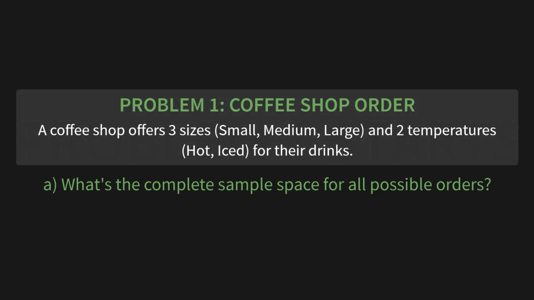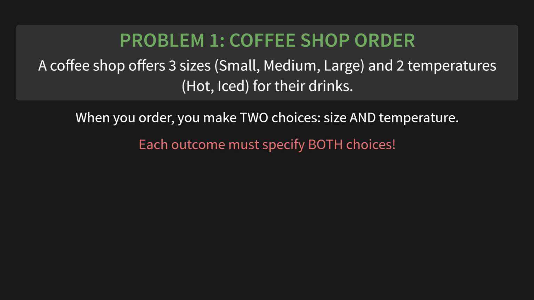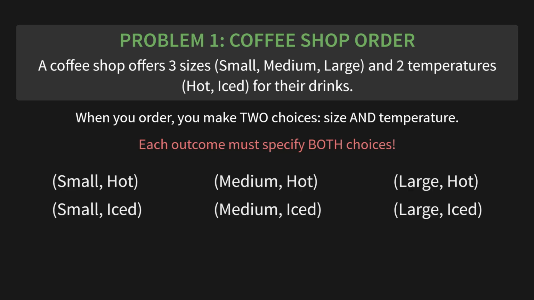A coffee shop offers 3 sizes: small, medium, large, and 2 temperatures, hot, iced, for their drinks. What's the complete sample space for all possible orders? When you order, you're making 2 choices: size and temperature. Check out this systematic approach. Let's think about it. Each size can be either hot or iced. That means small gives us 2 options, medium gives us 2 more, and large adds another 2.